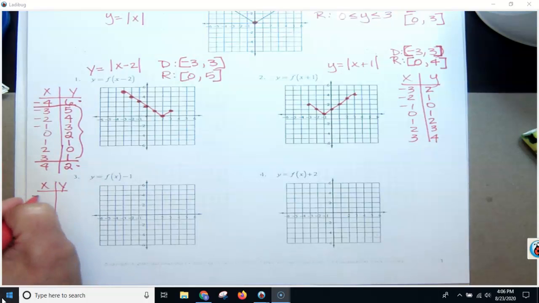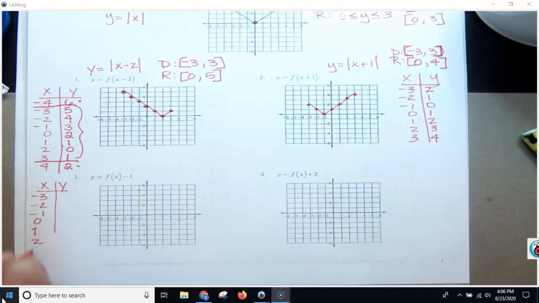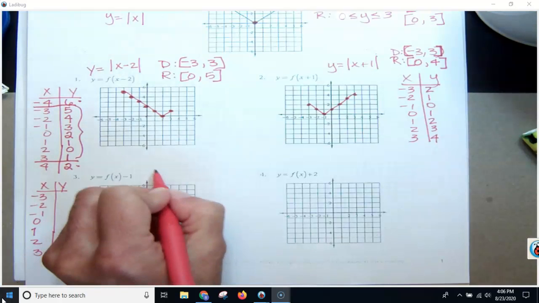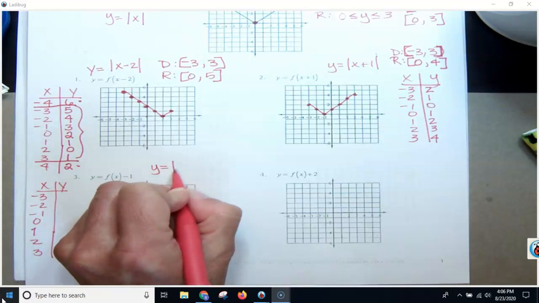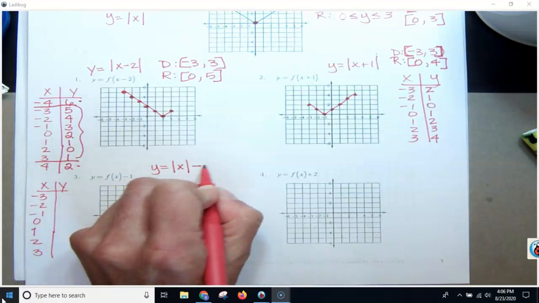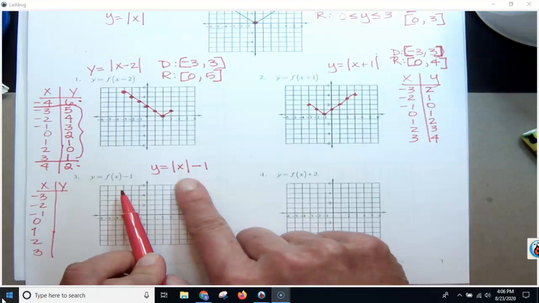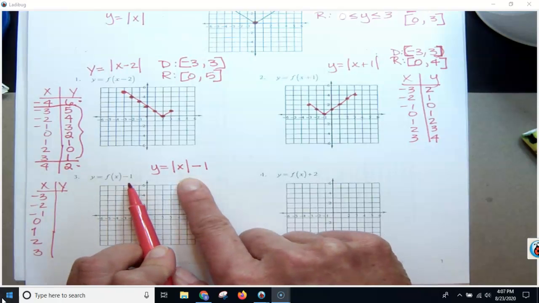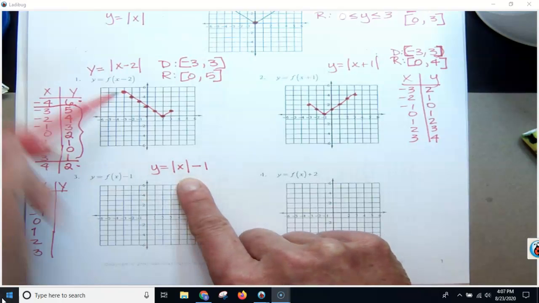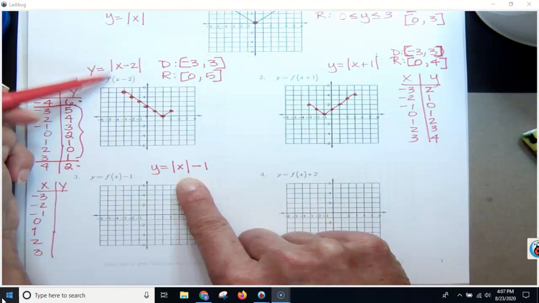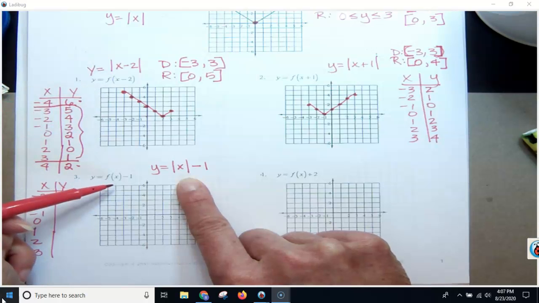What is our domain? It's just -3 to +3. Go ahead, create your table, figure out. Now, keep in mind, this is actually going to be y equals the absolute value of x minus 1. Why am I not including this -1 in the absolute value signal like I did up here? What do you guys notice between this and this?